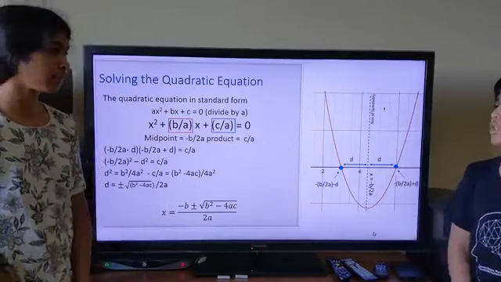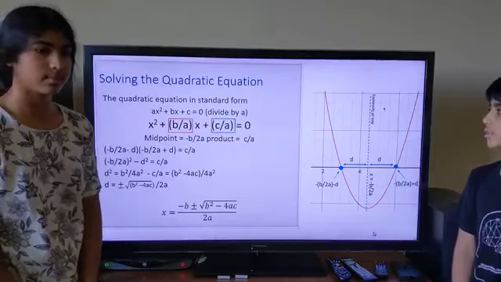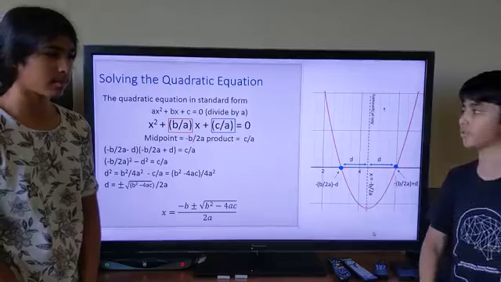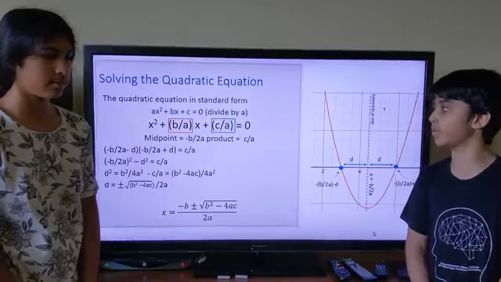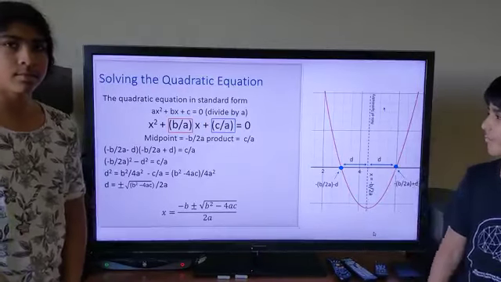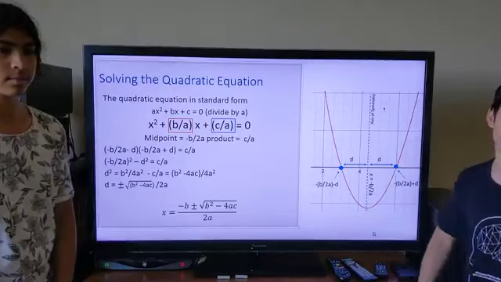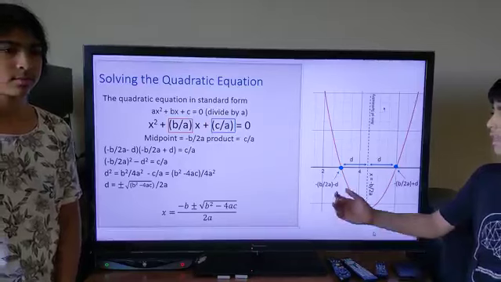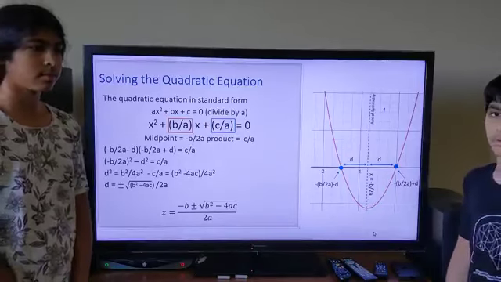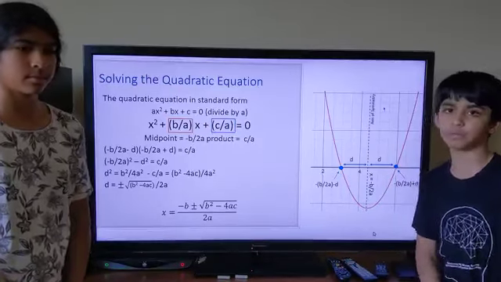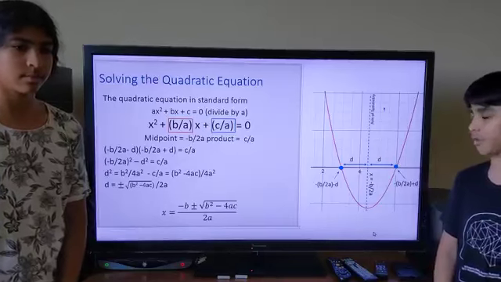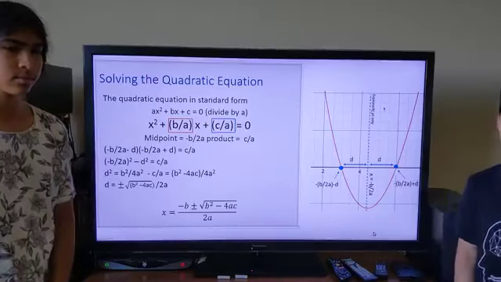So here's solving the general quadratic equation. The quadratic equation in standard form simplified is x squared plus b divided by a times x plus c divided by a is equal to 0. The midpoint is negative b over 2a, and the product is c divided by a. After solving it, you get the quadratic formula: x is equal to negative b plus or minus the square root of b squared minus 4ac, divided by 2a.